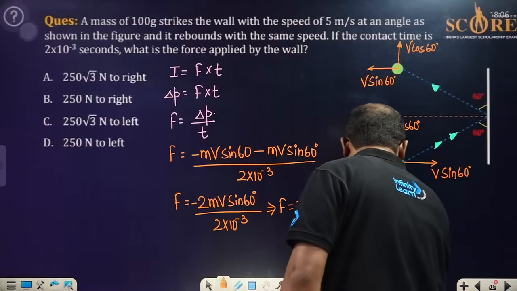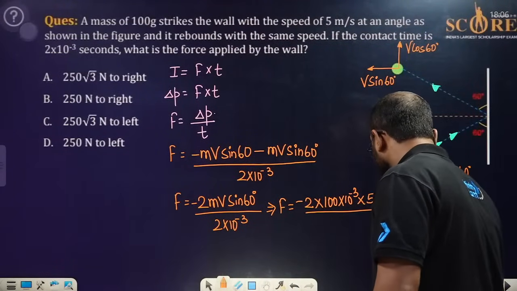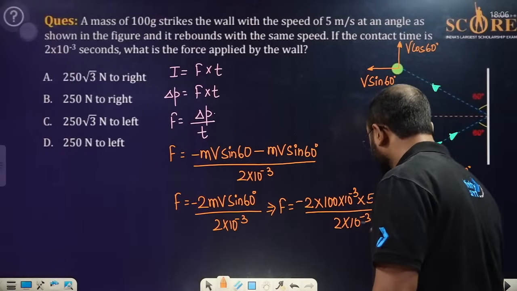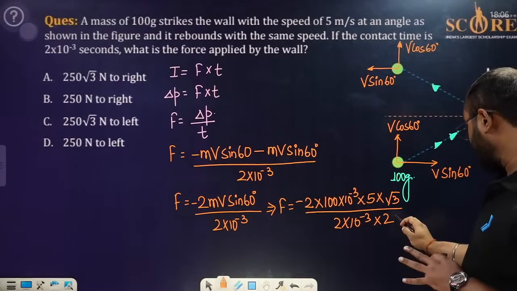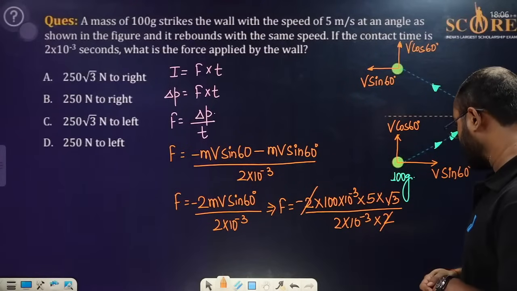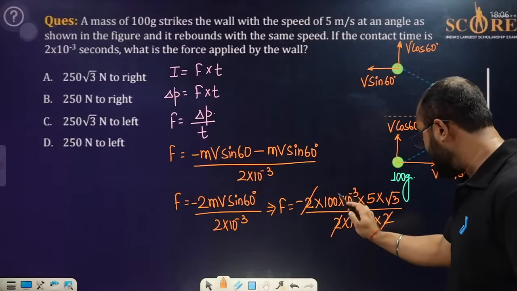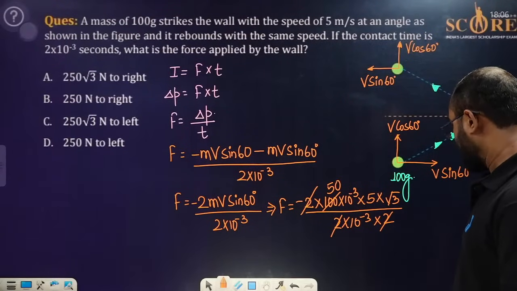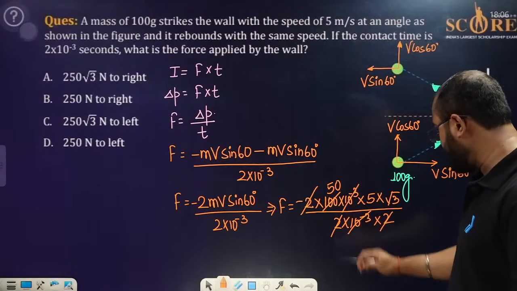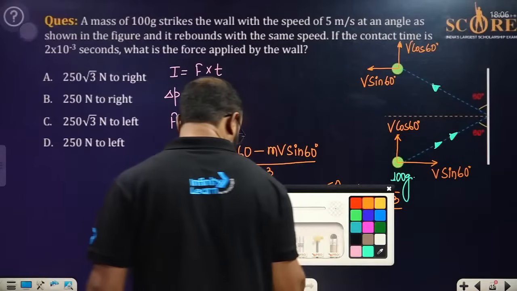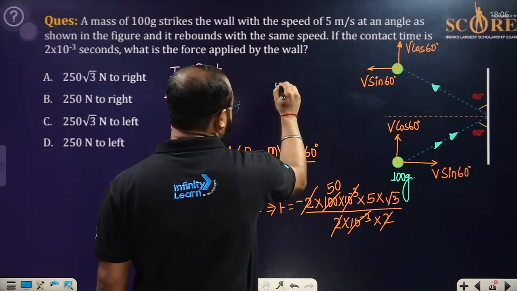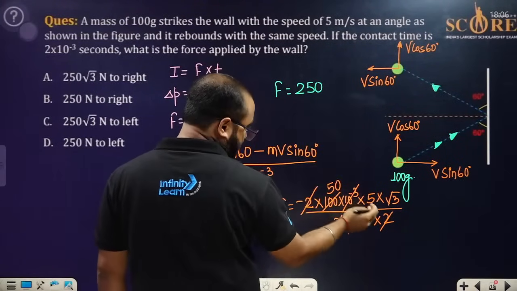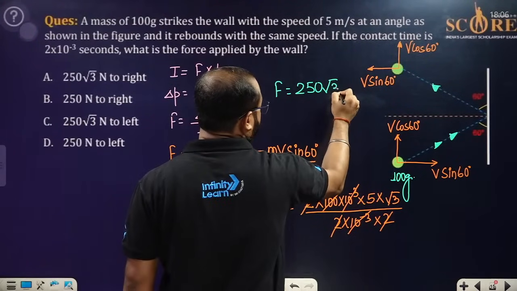Trigonometry is fine, right? Root 3 by 2. So it will be 2 into 10 to the power minus 3 into 2, same, right? So in that particular case, we can say this 2 and this 2 are cancelled out, fine. This 2 and this 2 are cancelled out, and that is also 50 over here. Now this 10 to the power 3 and 10 to the power minus 3 will be cancelled out. What we are getting is the value of F will be equal to 50 into 5, that is 250 root 3, everyone. 250 root 3 will be the answer.